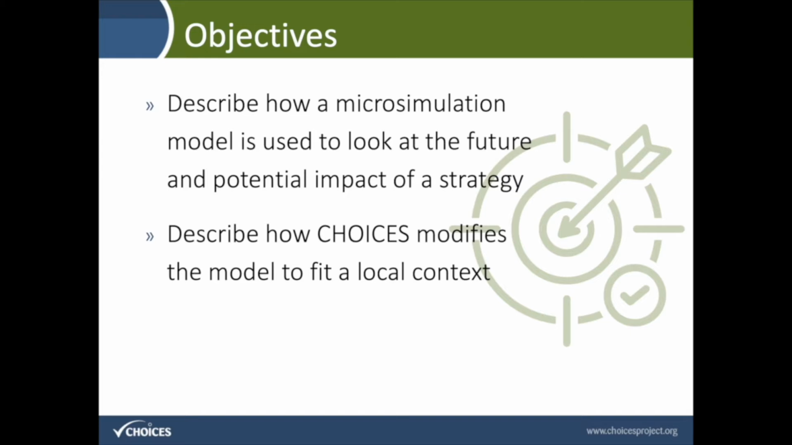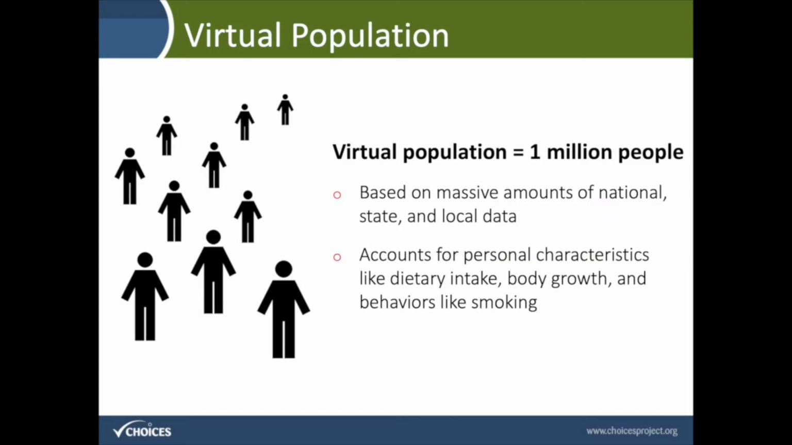And in addition, you should be able to describe how we modify the model to various local contexts, depending on what data are available. The first step in our modeling process is to create a virtual population that's representative of the particular area that we are studying. We customize this population to match the population demographics, and also personal characteristics of people residing in different areas.